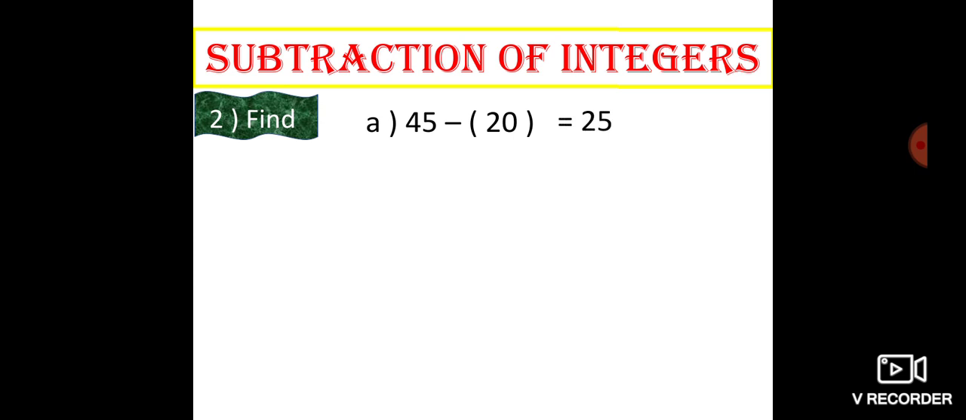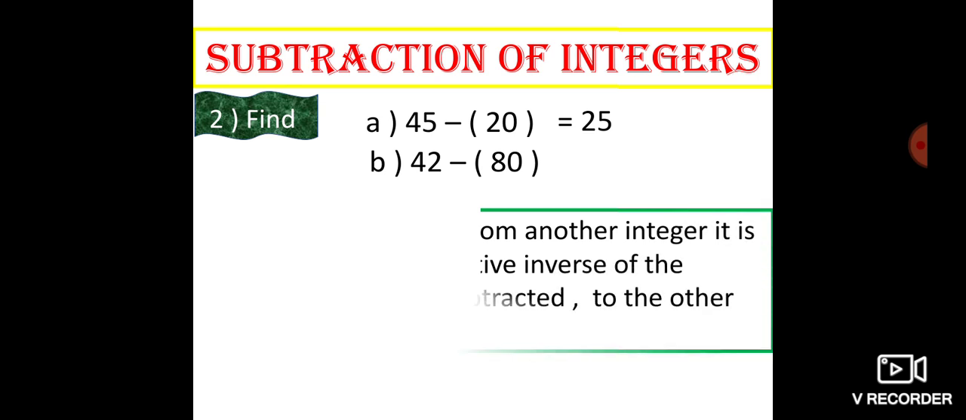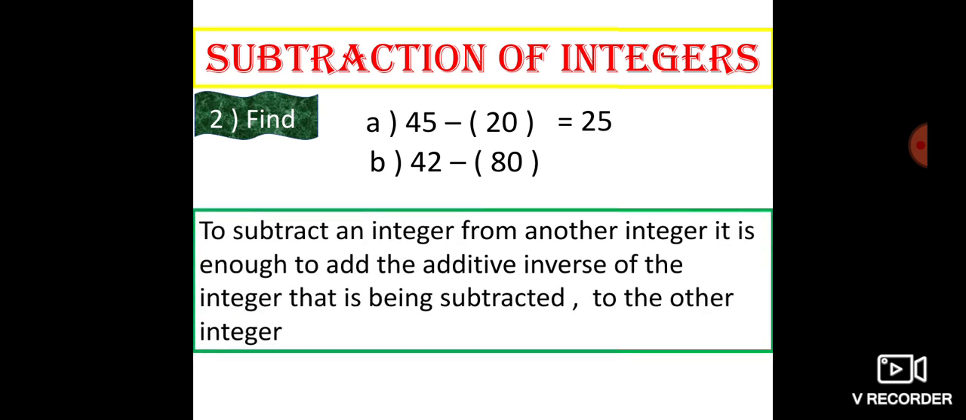This is normal subtraction. B question, 42 minus 80. 42 is a smaller number. 80 is bigger than 42. So how will we subtract a bigger number from a smaller number? That we have to study today. For this, we have to use integers.